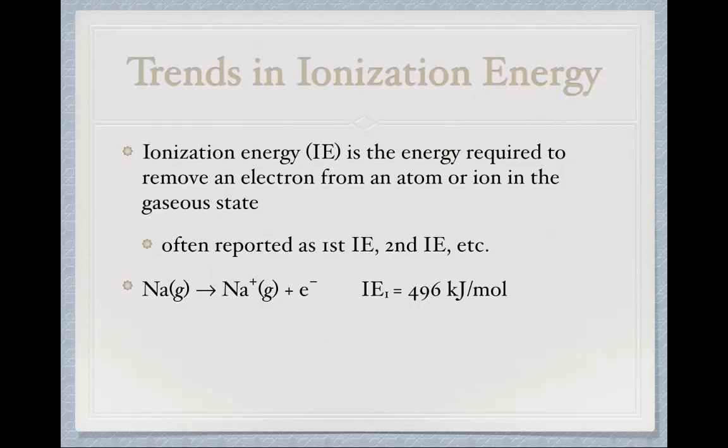We should need to put energy in to remove an electron from a sodium atom because you're trying to remove something negative that's attached to something that's positive. And then we have our second ionization energy, and we see that it's much greater in energy, almost by a factor of 10. We have Na+ going to Na2+ and another electron.